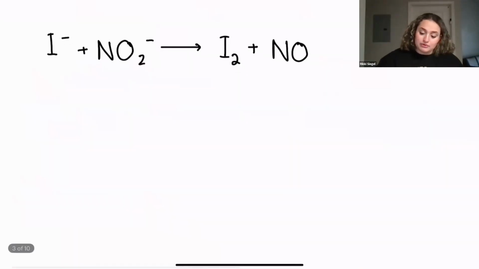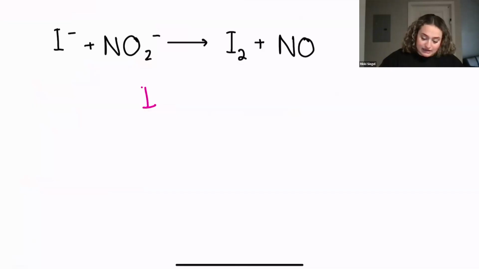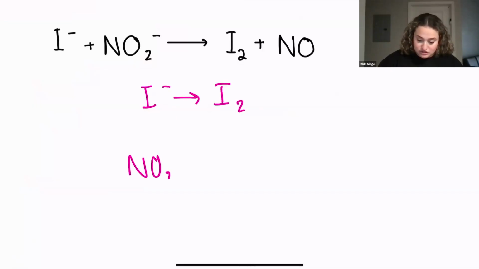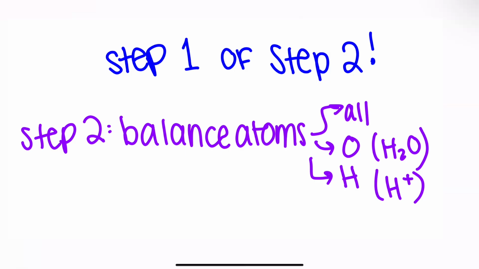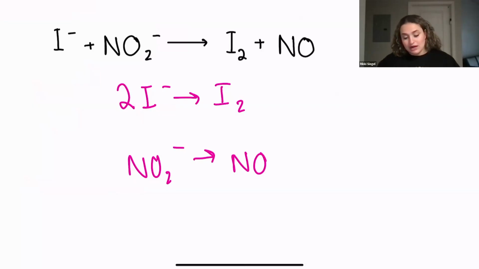So step 1, break them into their half reactions. We have I minus to I2, and then I have NO2 minus to NO. Step 2, balance your atoms. I need 2 iodines, so I'm going to multiply that guy by 2. Everything is balanced in that top one. Now let's look at the second one. My nitrogens are balanced. However, my oxygens are not balanced. I need to add 1 more oxygen to this side.